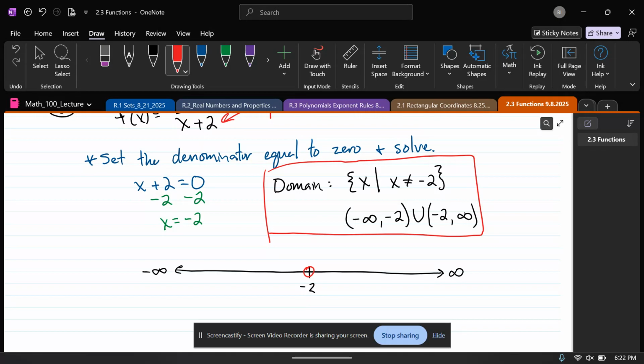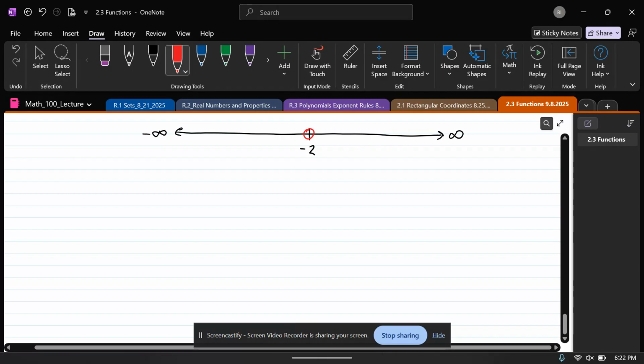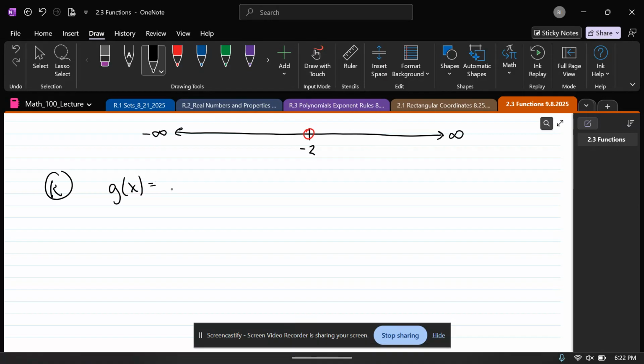Let's do another one. What letter are we on? J, K. Here's our function: g of x equals the square root of x minus 5, plus 8. So what red flag do we have here? x under a square root. So there's my red flag. Okay, now how do I handle that?